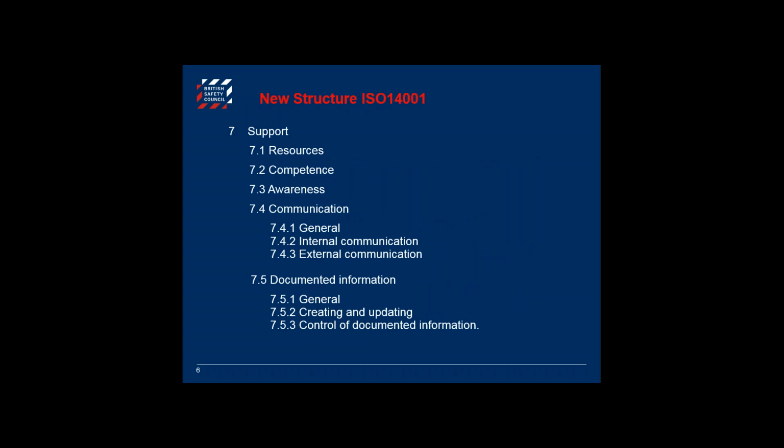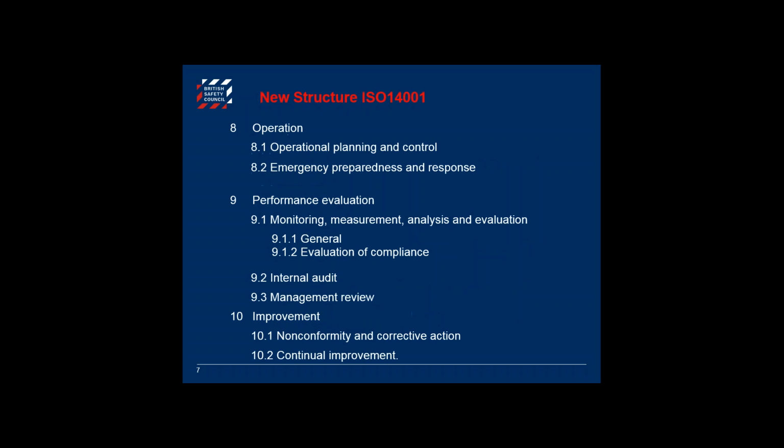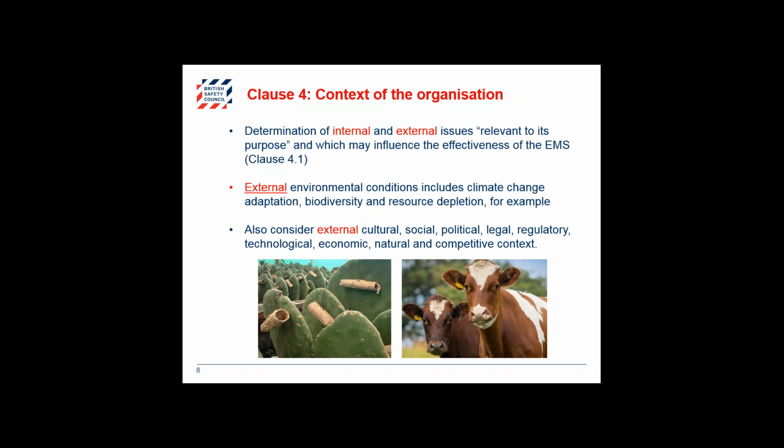Support, so this is where our training, awareness, competency requirements sit, communication as well, and our documented information, document control. And finally the final three main clauses: operational planning and emergency response procedures under 8, performance evaluation, so monitoring, measurement, internal audit, management review, and then finally continual improvement, the overall goal and objective for our environmental management systems. So those are the main clauses.